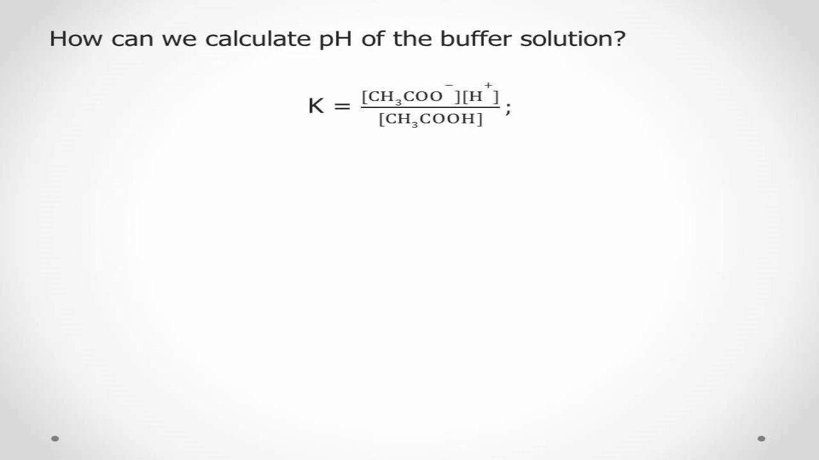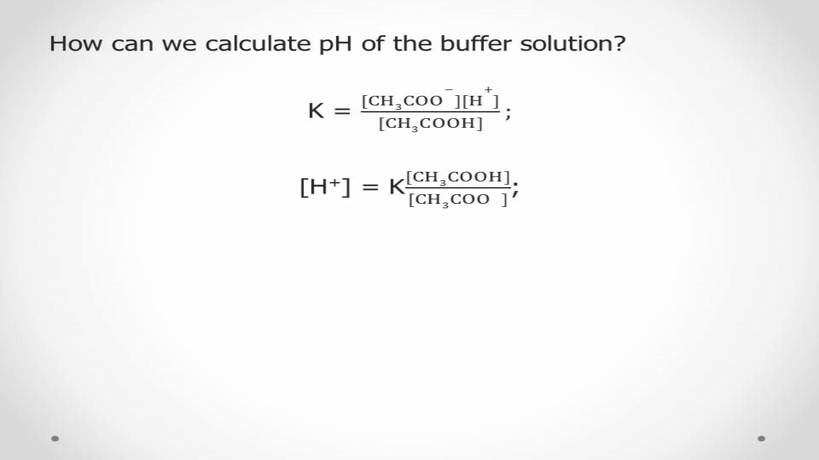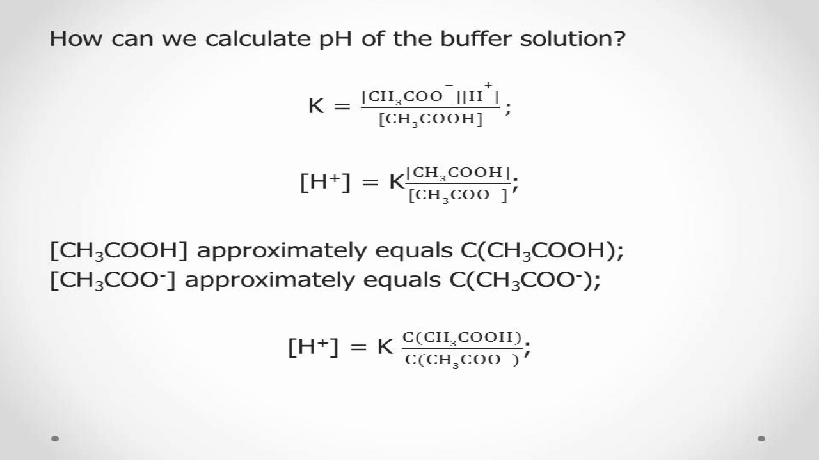Now let's look at how to calculate the pH of a buffer solution. First, we write the equilibrium constant for the dissociation of acetic acid. Then we express the equilibrium concentration of H plus ions in terms of this constant. We can assume that the equilibrium concentrations of both acetic acid and the acetate ions are approximately equal to their initial concentrations. We substitute these concentration values into the equation.